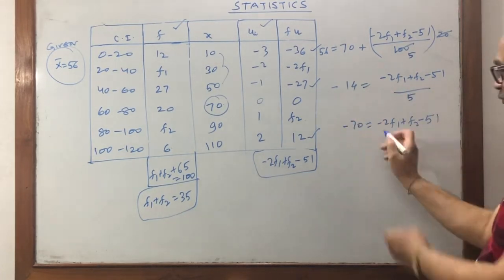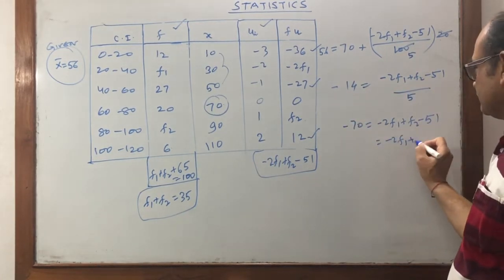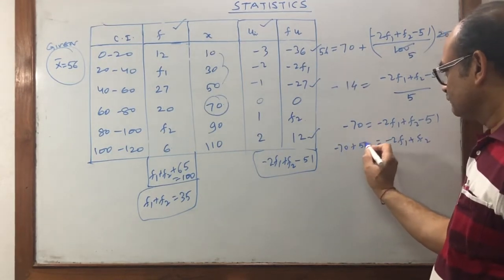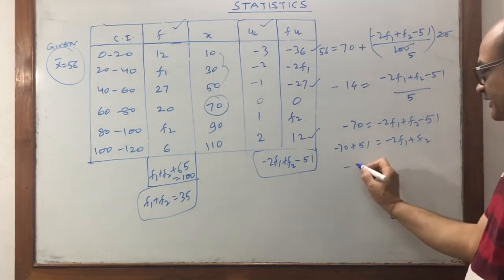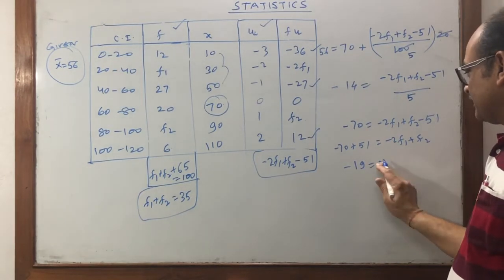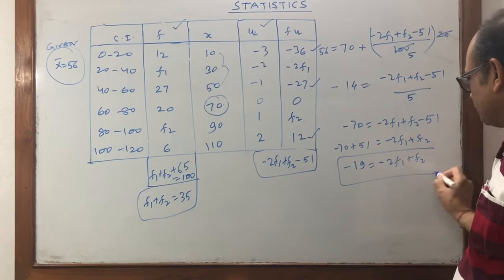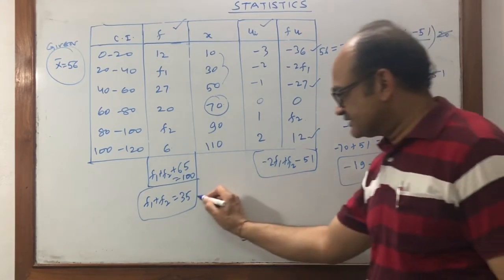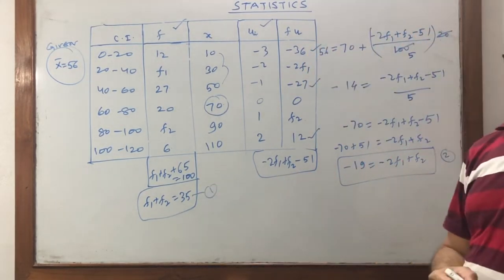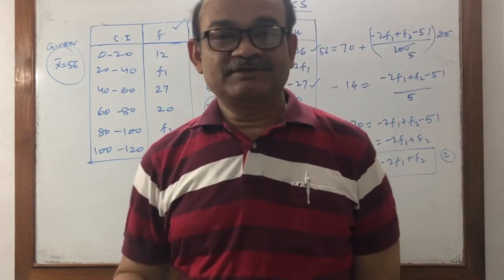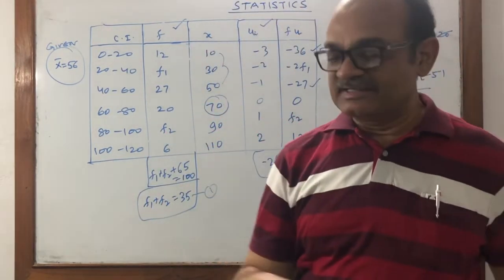Minus 51 goes to this side. 2F1, F2, this will plus 51. So what are we getting? 19. Minus 2F1 plus F2. This is equation number 2. This is equation number 1. And you know, class 10th, our chapter number 3rd, how to solve linear equations in 2 variables. A revision for you.